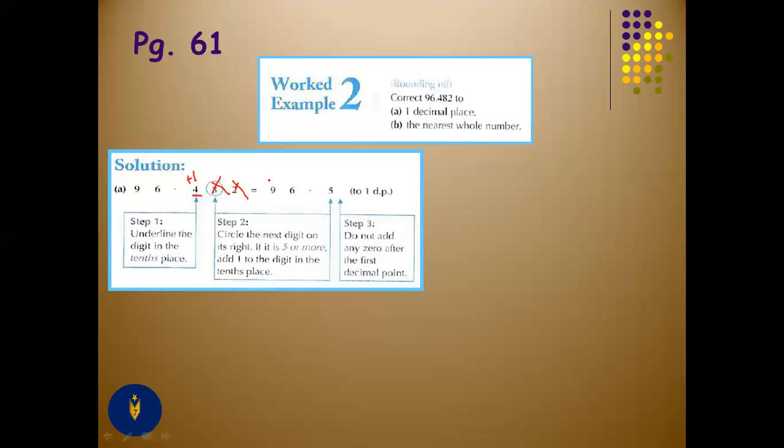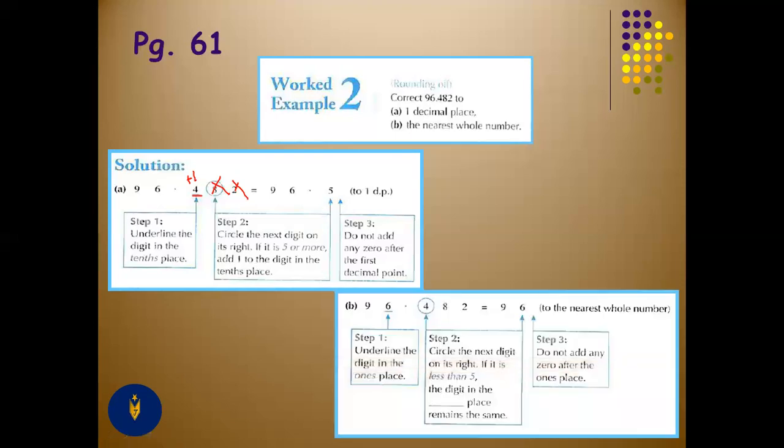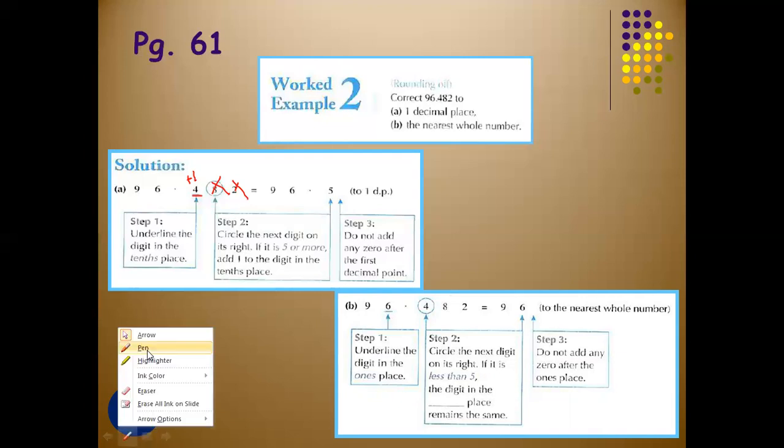Now to the nearest whole number. So again, but we have to check अगर हमने whole number में convert करना है. ठीक है. If we have to convert any decimal number into whole number, then जो point से पहले आपका जो यूनिट वंस प्लेस पे जो नंबर है उसको आपने अंडरलाइन करना है. ओके, लाइक दिस. फर्स्ट स्टेप इज अंडरलाइन द डिजिट इन द वंस प्लेस.